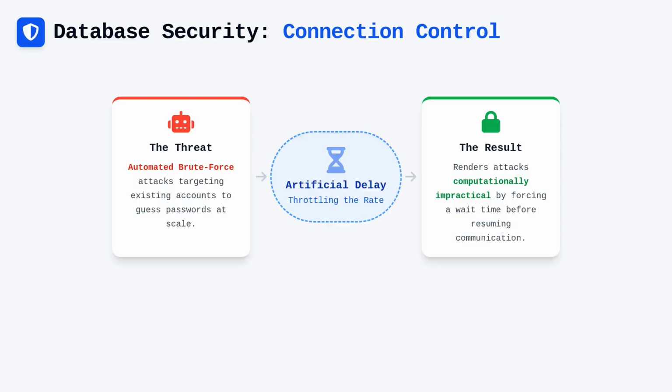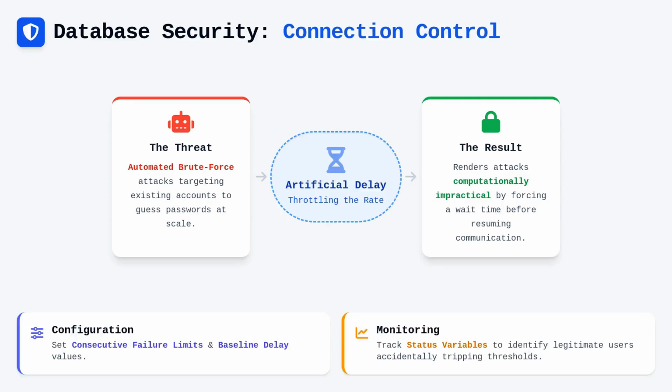When the threshold is reached, the server forces the client to wait before resuming communication, effectively throttling the rate at which guesses can be processed. It is important to monitor the status variables exposed by this plugin to identify legitimate users who may be accidentally tripping these security thresholds.